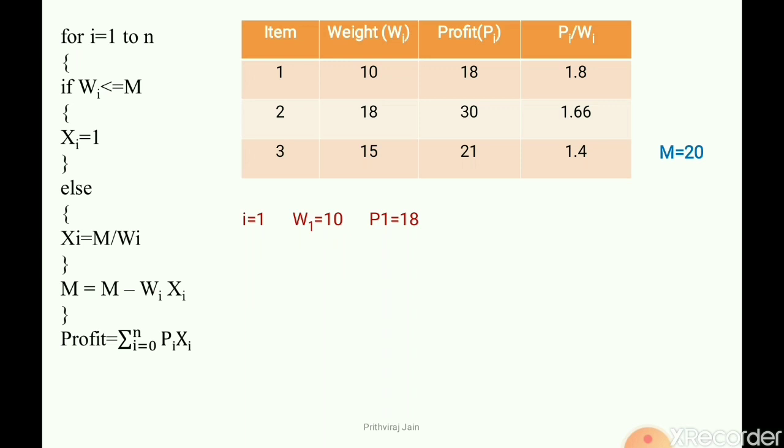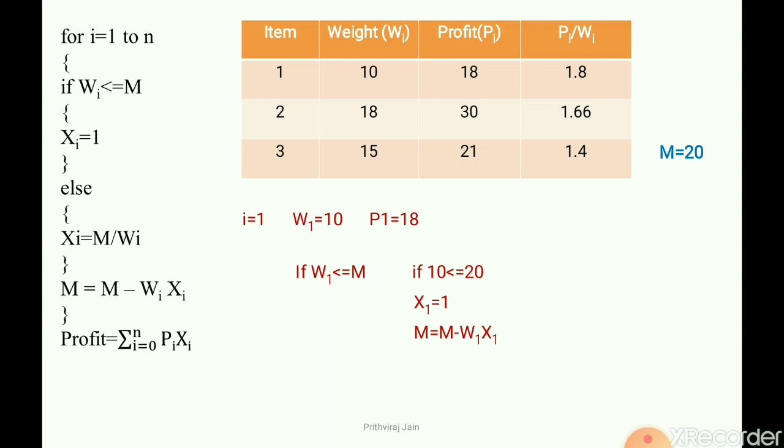Wi less than or equal to m, and the capacity of the bag, that is the knapsack, is m equal to 20. The first condition is if W1 less than or equal to m, which is 10 less than or equal to 20, and that is true, so x1 is equal to 1. Then we have to check the capacity.